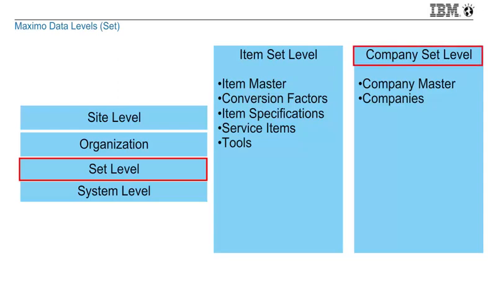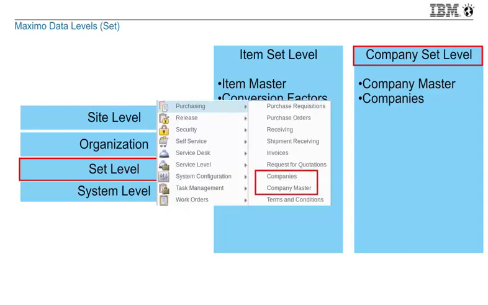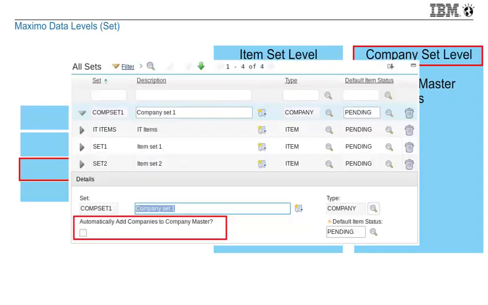The company set governs how vendors, manufacturers, and couriers are created and managed. The company set determines which application is used to create these entities, which is either the company's or company master applications. This is accomplished through the automatically add company to company master checkbox. Checking the flag enables each organization to create their vendor list through the company's application.